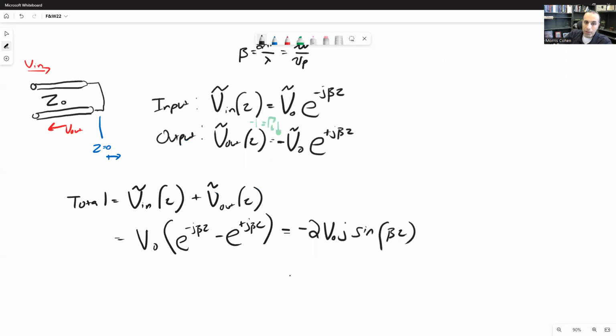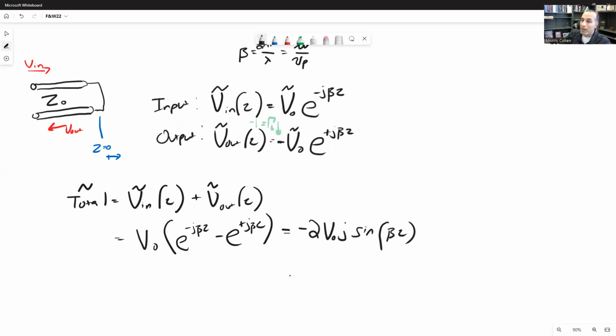So remember, this total is a phasor. So let's look at this. The amplitude of this is going to vary with distance, but the phase of that is always the same. There's only an imaginary component to this. There's no real component.